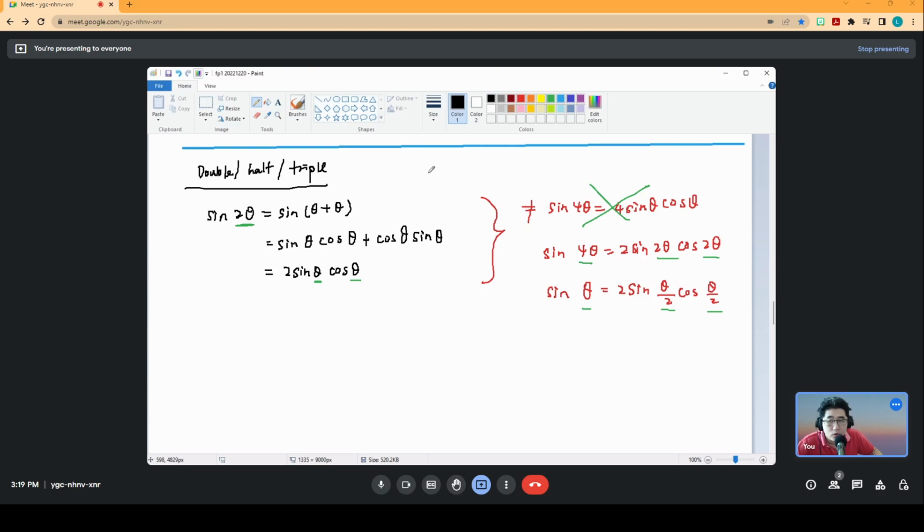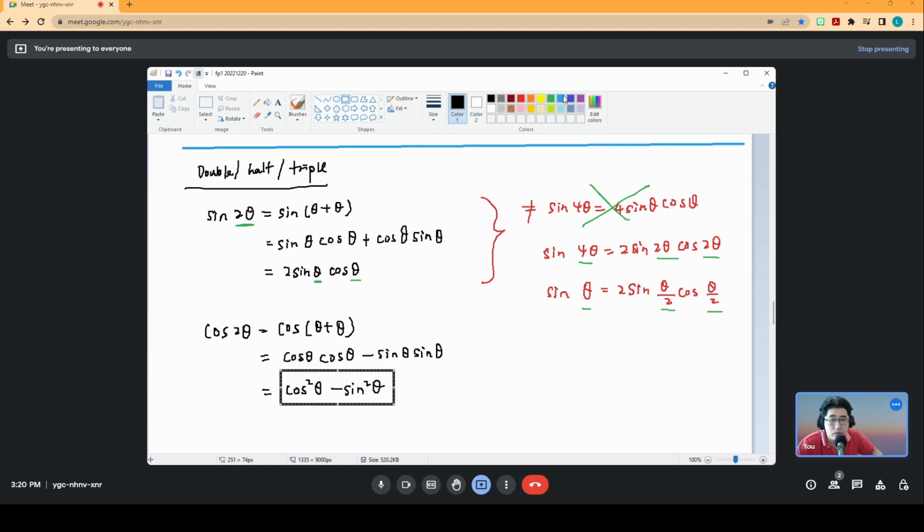So what about cos? Cos of 2 theta, if we read it as cos of theta plus theta, over here I will have cos theta cos theta minus sine theta sine theta. So I will get cos square theta minus sine square theta. This will be the first form that we can use.